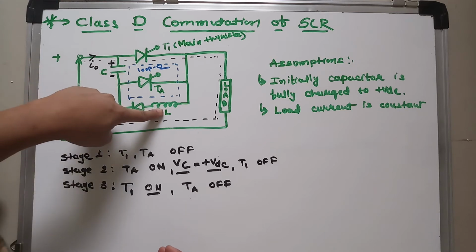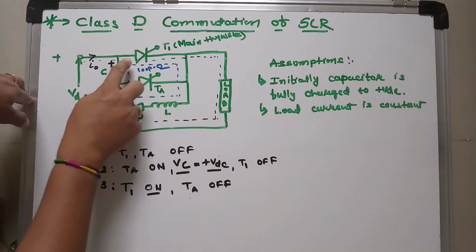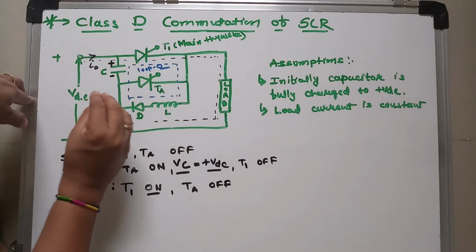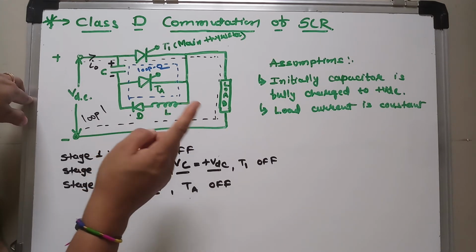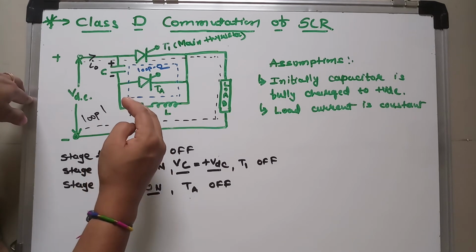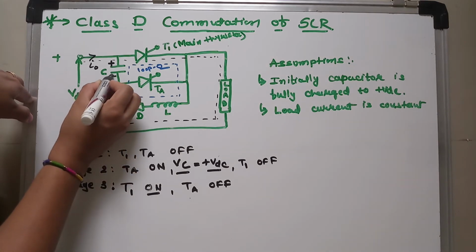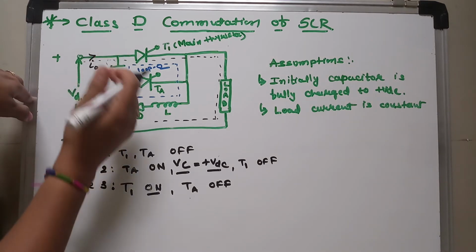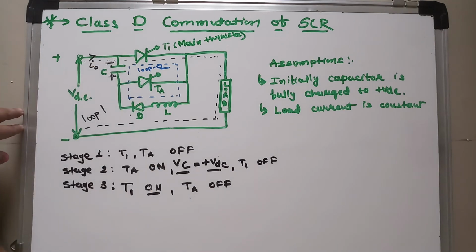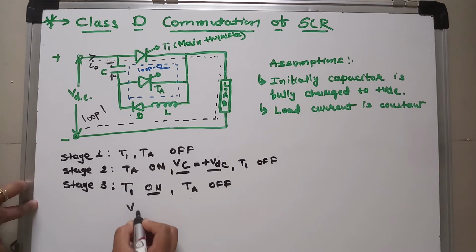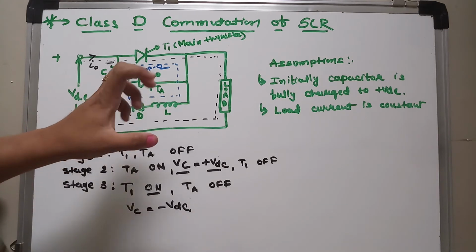So here the inductor is there, and the inductor stores the energy. Now when the capacitor is fully discharged and attains the zero value, the inductor releases the energy, and due to that the capacitor is charged in the opposite direction, with the lower plate positive and the upper plate negative. So now VC is equal to minus VDC, as the inductor stored the energy.